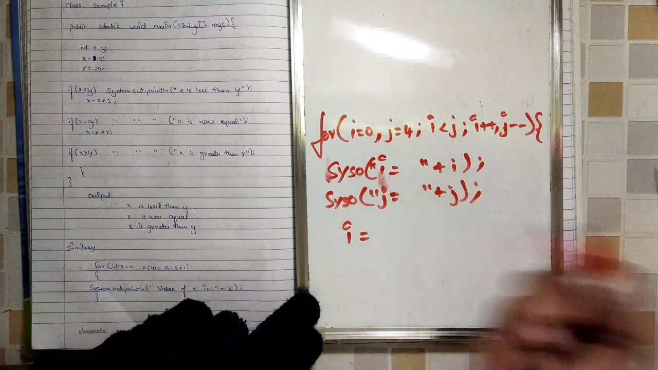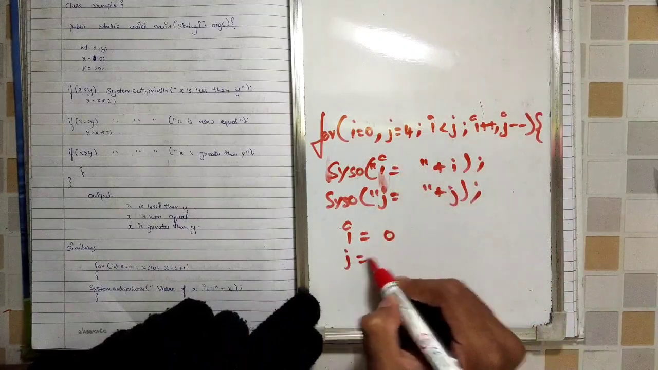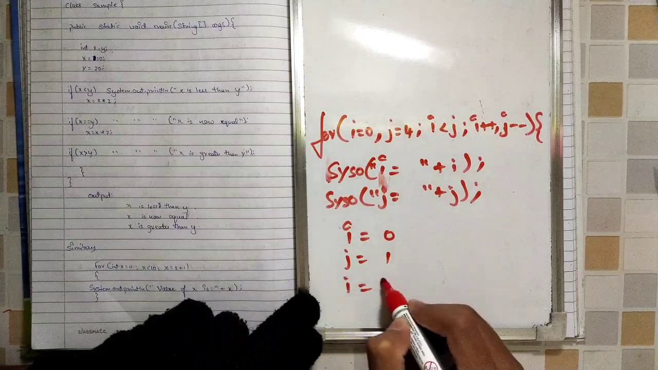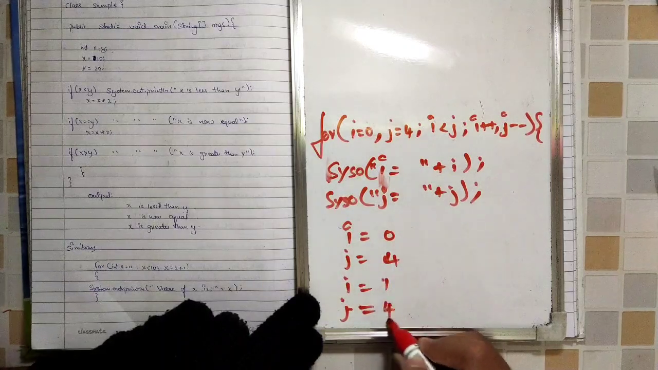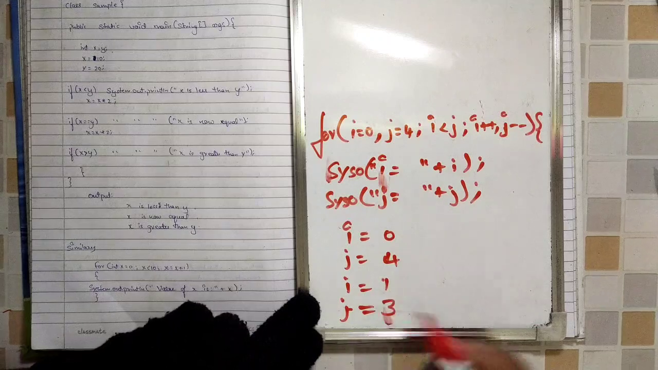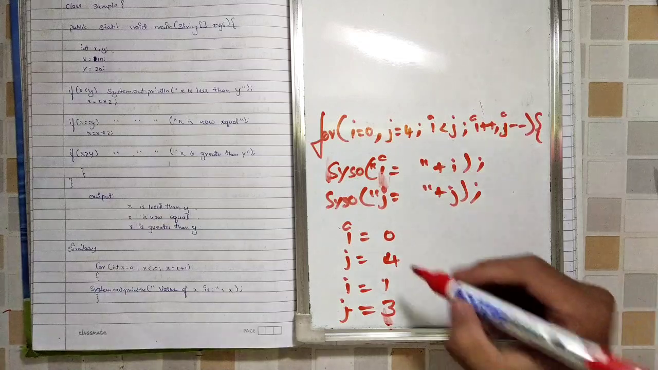Let me remove this, it's not looking good. So i equals 0, j equals 4, i equals 1 and j equals 3, sorry, mistake happens. Everyone is human, even I am human, not a robot.